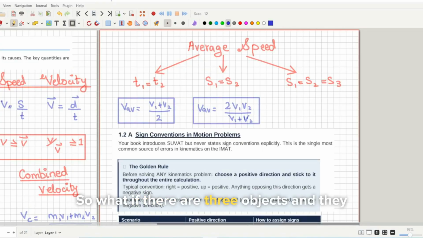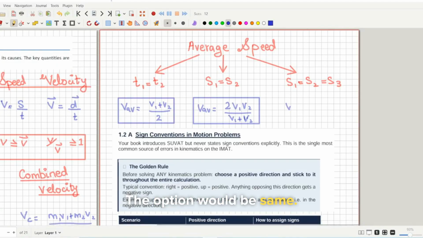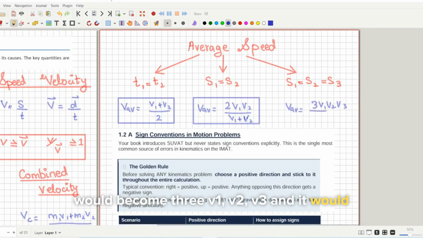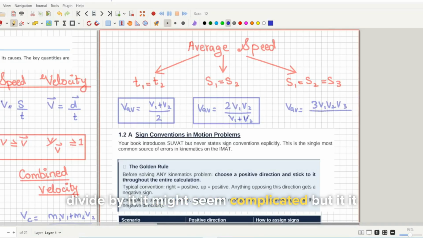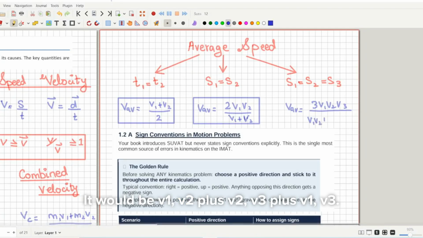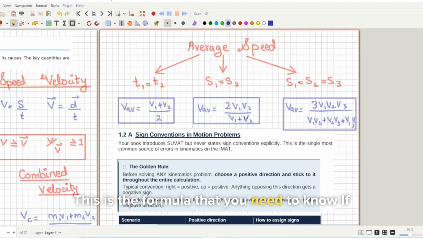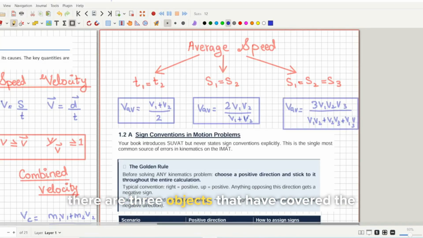So what if there are three objects and they have covered the same amount of distance, right? The approach would be the same. If there are three objects, the formula would become 3 v1 v2 v3 divided by v1 v2 plus v2 v3 plus v1 v3. It might seem complicated, but it is the same as for two objects. This is the formula that you need to know if there are three objects that have covered the same distance in different amounts of time.